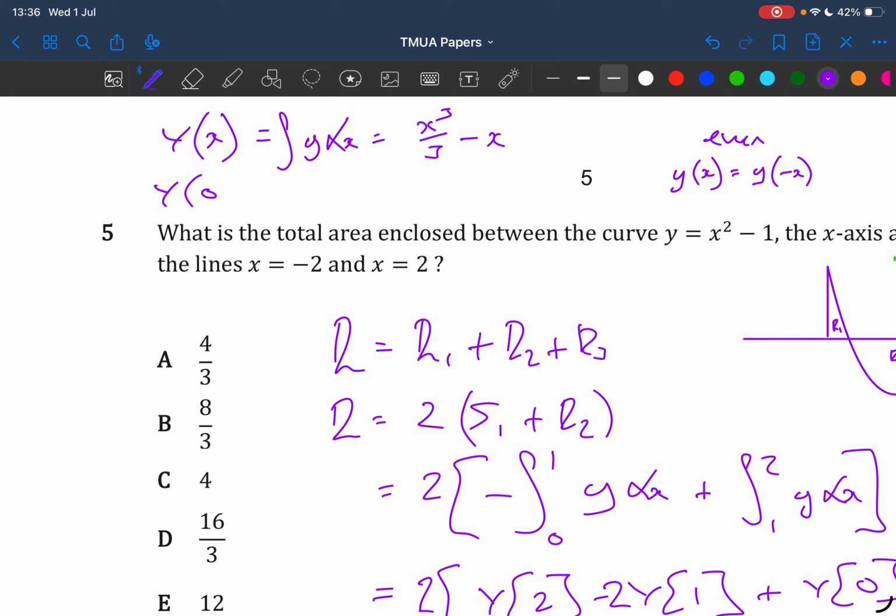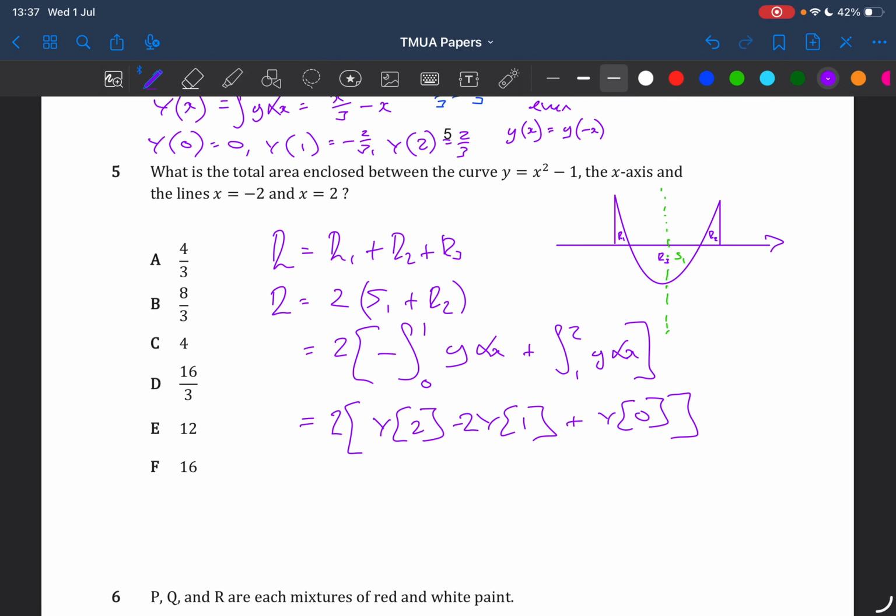Big y of 0 would be 0. Big y of 1 would be a third minus 1, so minus 2/3. And big y of 2 is going to be 8 on 3 minus 2. 2 is 6 on 3, so it is positive 2/3.